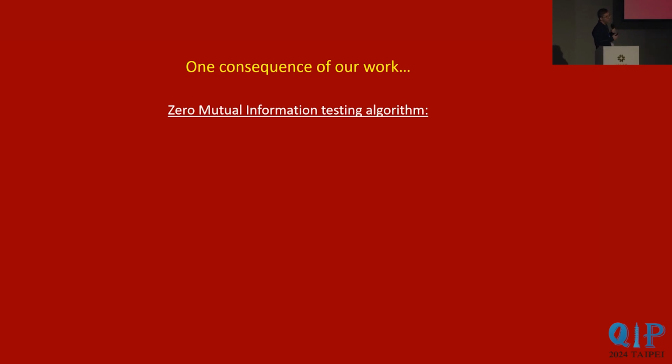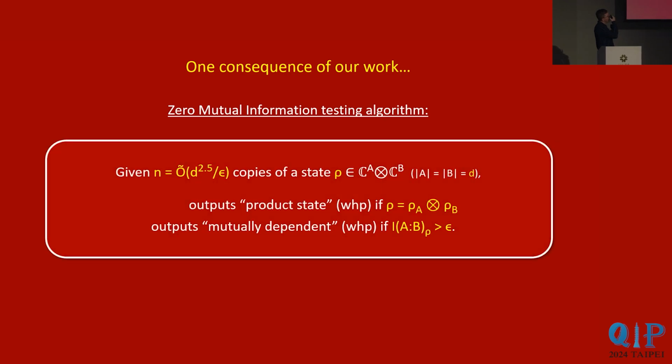And we use this connection together with our result about improved tomography for this chi-square divergence to get a new quantum testing algorithm for the property of having zero mutual information. So let me tell you what this means. In this task, there's again an unknown quantum state rho, and it's a bipartite state. Okay, so it has an A register and a B register, both of dimension d. So rho is of dimension d squared.